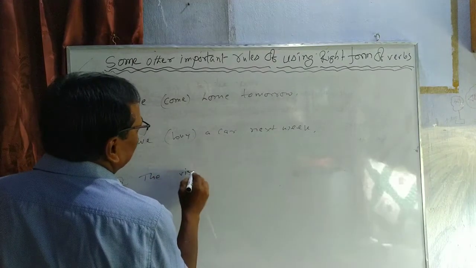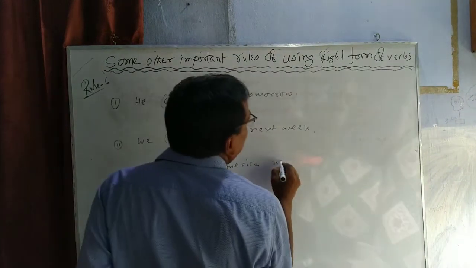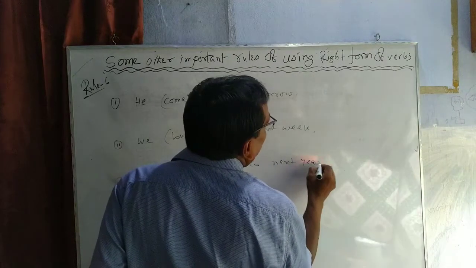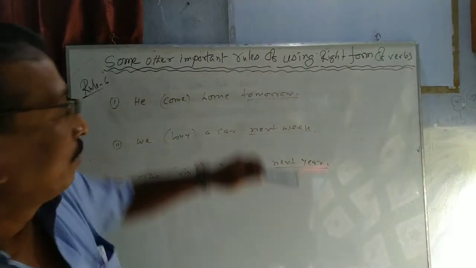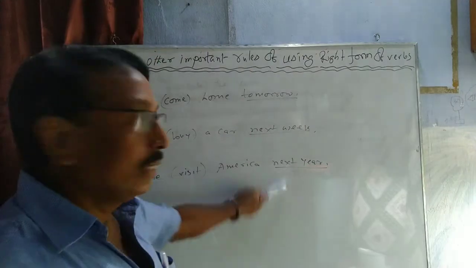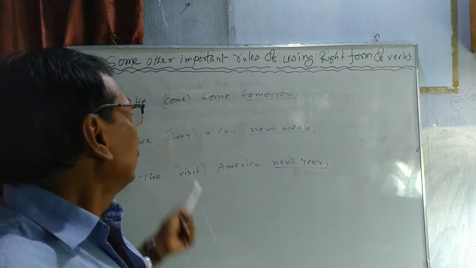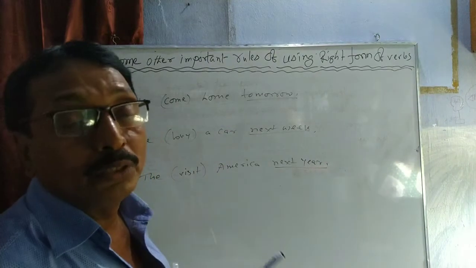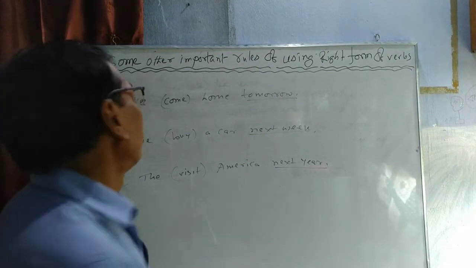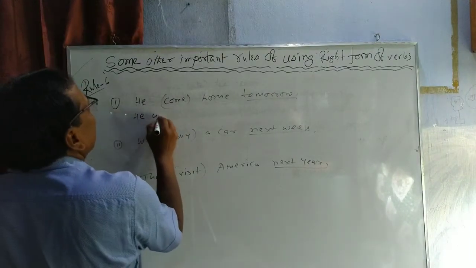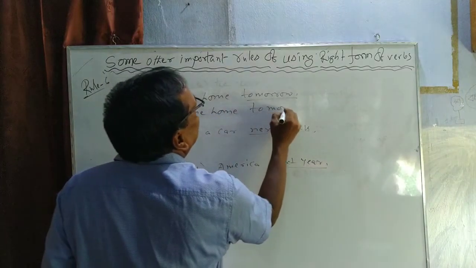They visit America next year. You see, in these three sentences, we have found tomorrow, next week, next year. All these three words or phrases indicate that these three sentences are in the future indefinite tense. So we must use shall or will after the subject and be on. So he will come home tomorrow.